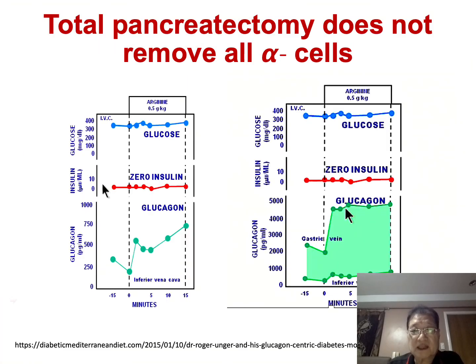So, in the experiment done by Unger and Orci in the mid-70s in a totally pancreatectomized dog, showing elevation of blood glucose, you see insulin level 0 and surprisingly a very high level of glucagon, even though the pancreas was no longer there. Where is the glucagon coming from? Measurement of gastric vein glucagon was 3 to 4 times higher than in the inferior vena cava. So it seems that the glucagon is coming from the stomach.